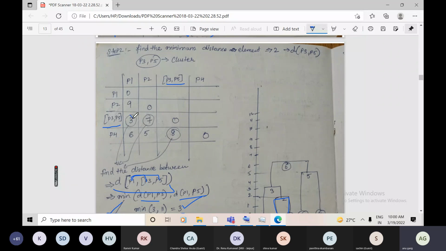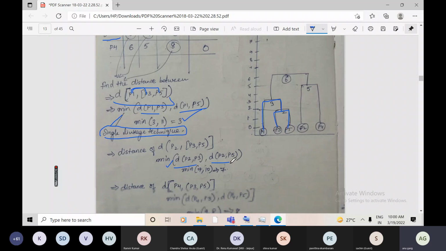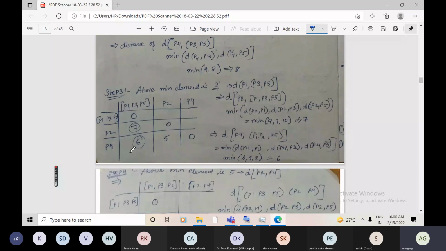3 is minimum here. So then you can cluster P1, P3, P5. That means one more cluster P1, P3, P5. So here the value is 3. That's what I've written. So again, you need to draw your matrix.